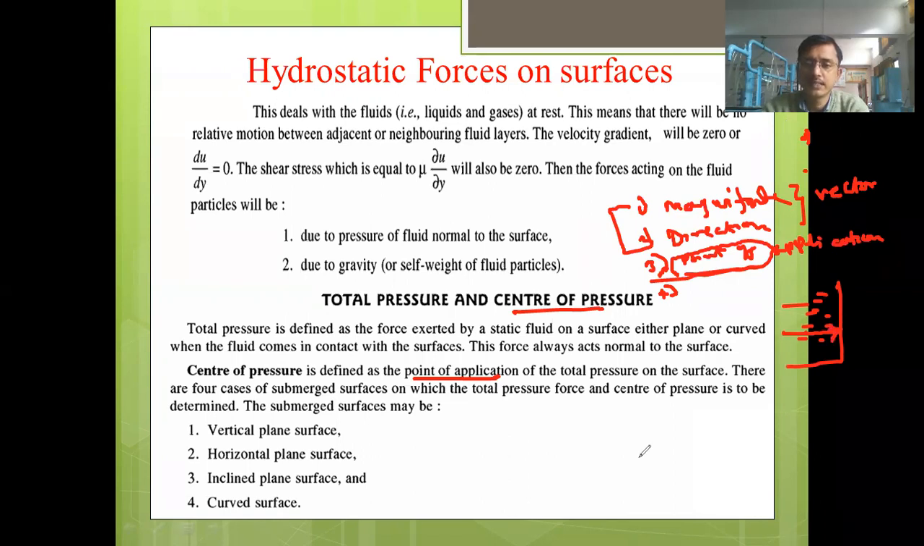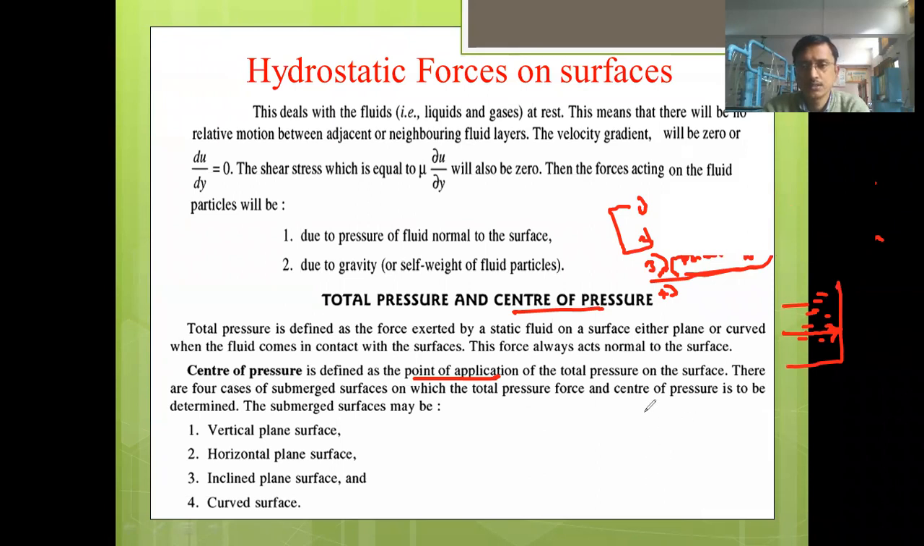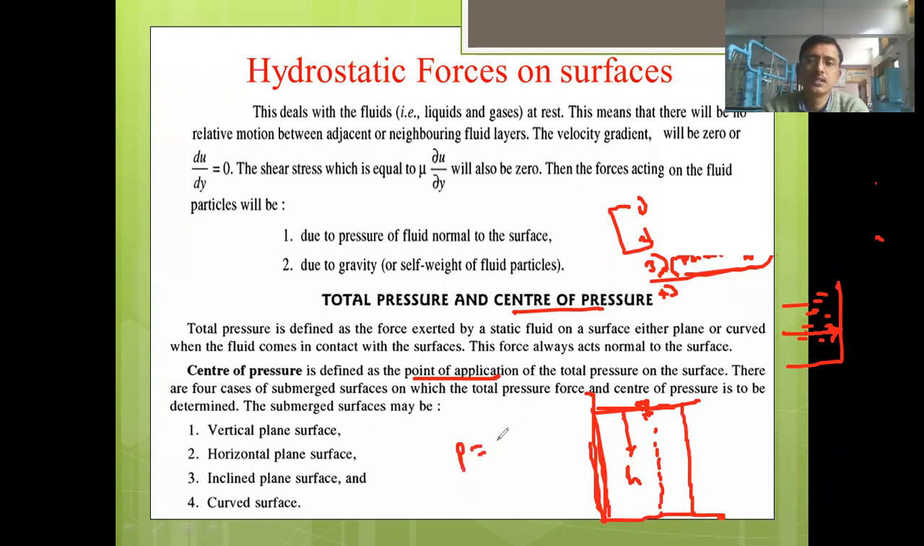We have learned in the hydrostatic law that as depth increases, suppose this is the surface of the liquid, and this is the surface coming in contact with the liquid, as depth, meaning H, increases, what is going to increase? Pressure intensity will increase, correct. So this H is nothing but the pressure head.